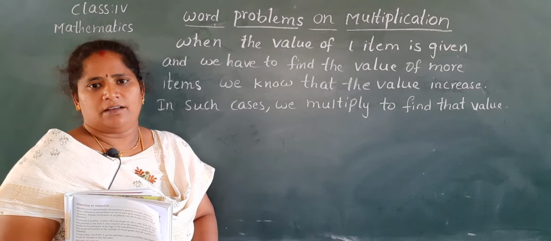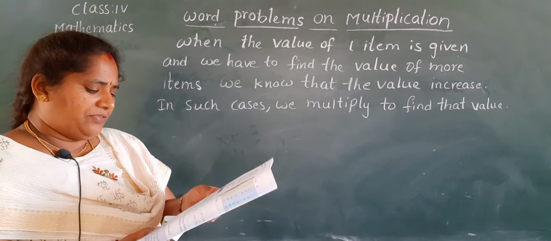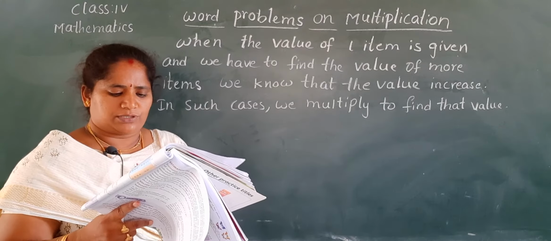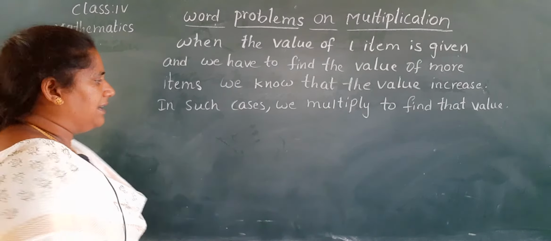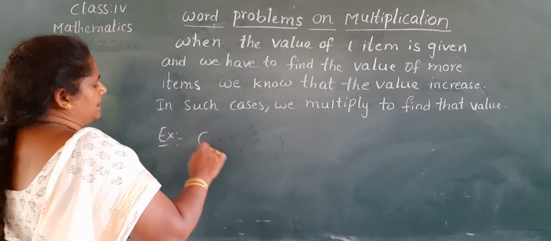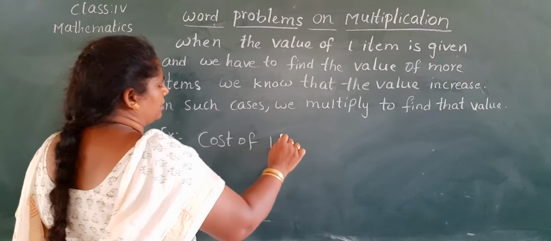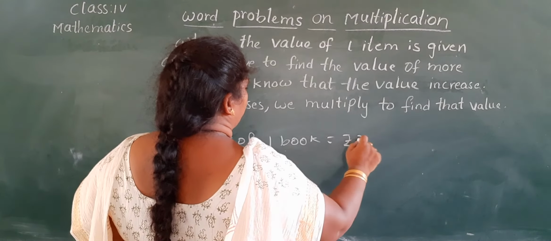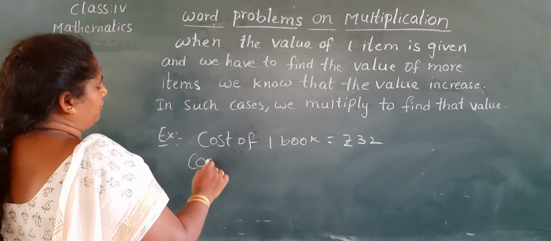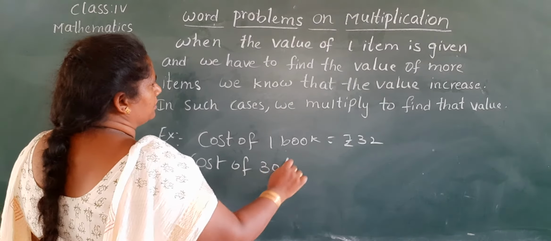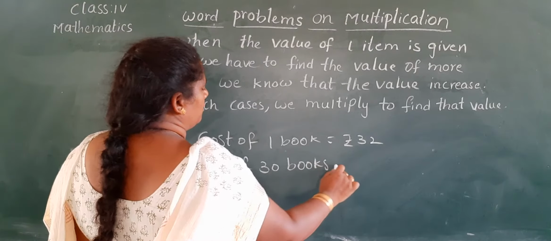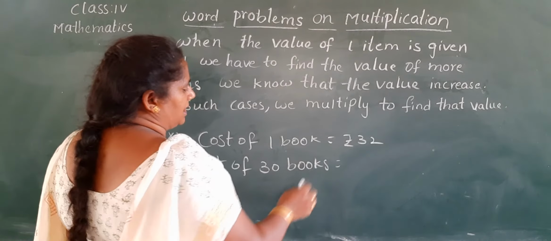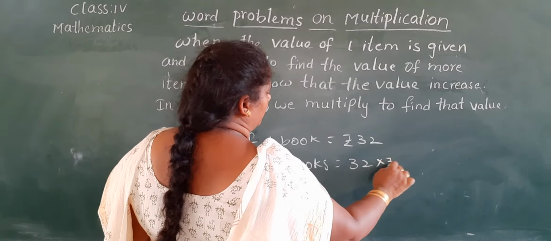Keep this in your mind. Okay, for example, they are given: if the cost of a book is 32 rupees, what will be the cost of 30 such books? Don't write this in your classwork, just see. The cost of one book is 32 rupees and we have to find the cost of 30 books. Here one book is given and we have to find 30 books, more items. Then in such cases we do this multiplication, 32 into 30.